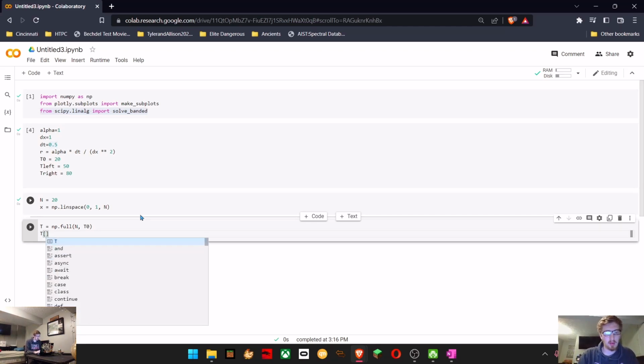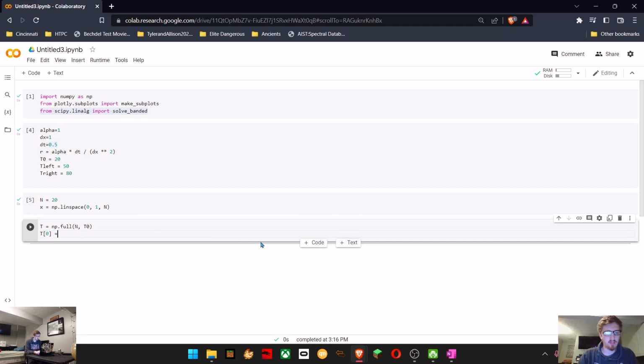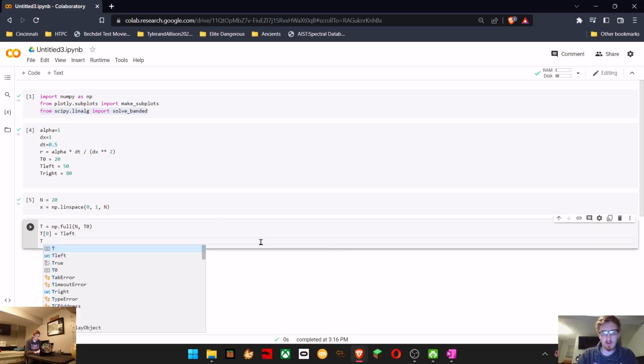And then we want to set the temperature of our left and right ends. So we're going to say the first position is going to be our left temperature, the left end of the bar. And we're going to say our last temperature, and it's just easier to use -1 instead of keeping track of what the last index of the array is. We're going to set that to our right temperature.